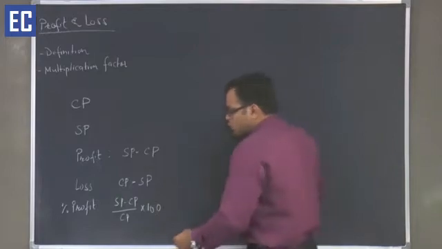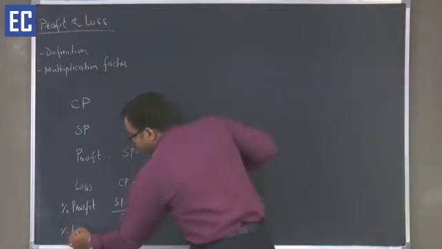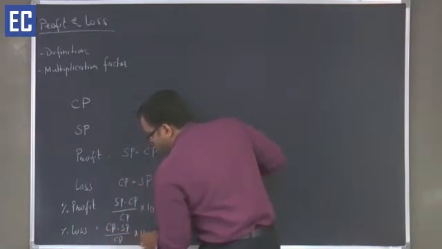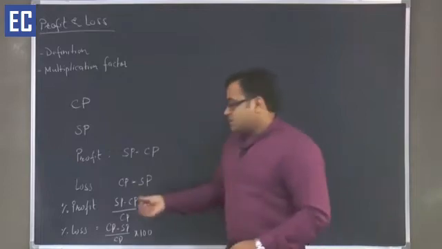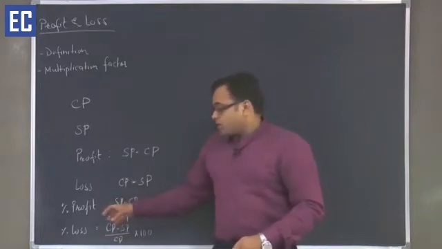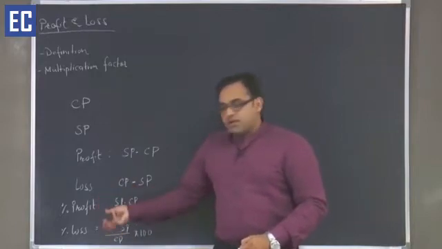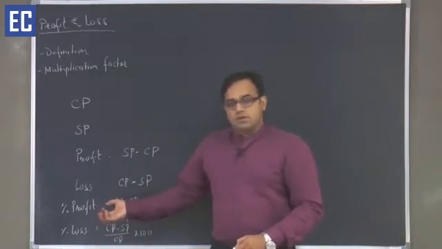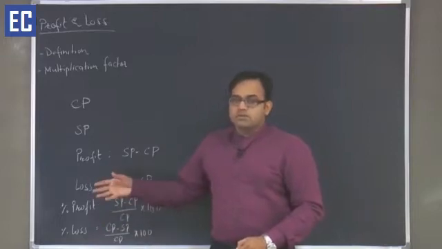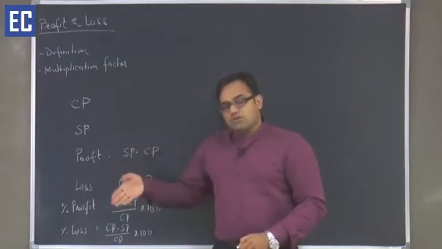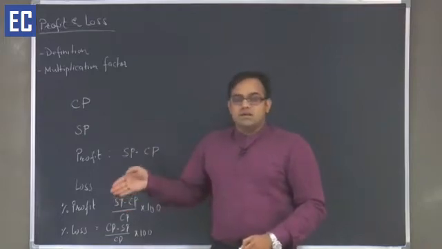Similarly, percentage loss will be CP minus SP upon CP multiplied by 100. And we never say there is a profit of minus 10% or a loss of minus 20%. So profit and loss will always be positive numbers. If there is a profit of 20%, we assume that SP is greater than CP. Similarly, if there is a loss of 10%, then the CP is greater than SP.